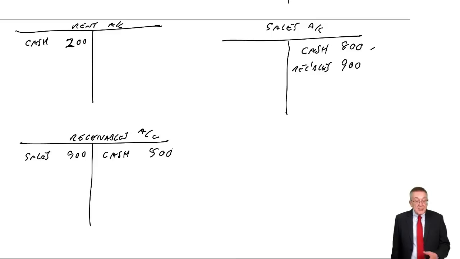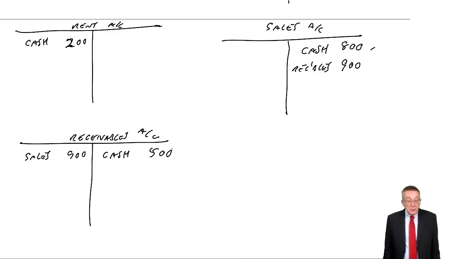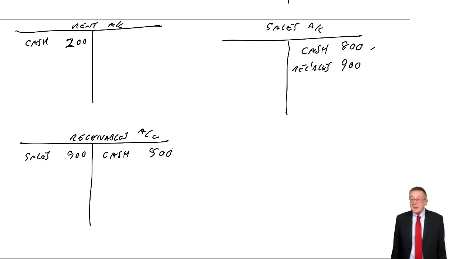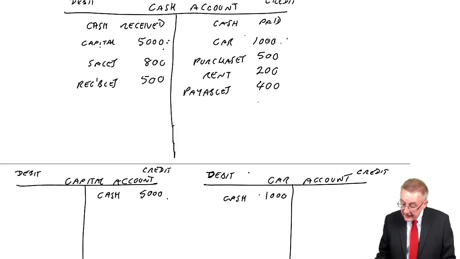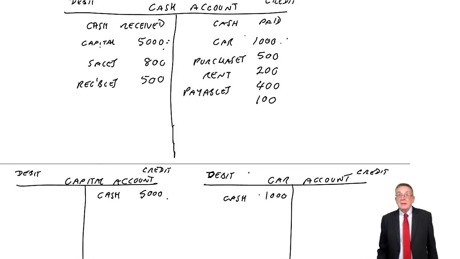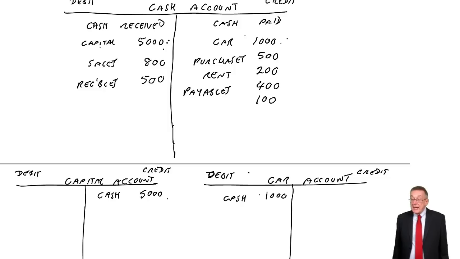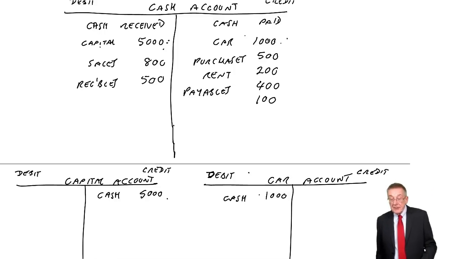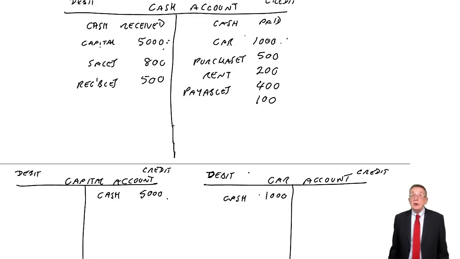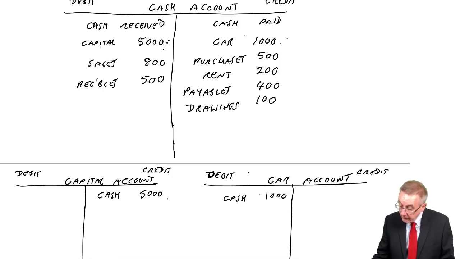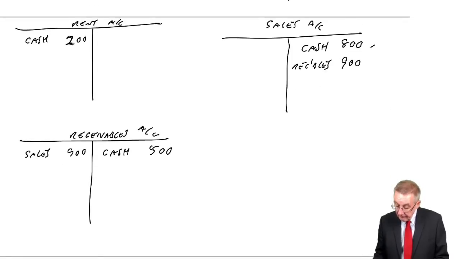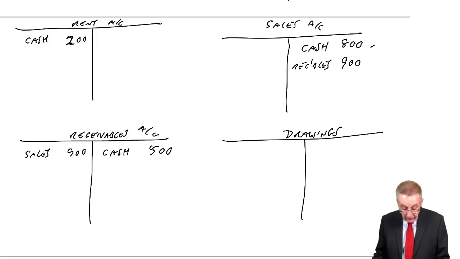Finally, Christine. Remember, Christine's the owner. Christine withdraws 100 cash from the business. So first effect, with less cash, credit cash. The double entry. Well, remember, anything the owner takes is withdrawals or drawings. So to record the fact that there's drawings of 100, debit drawings. Was it 100?